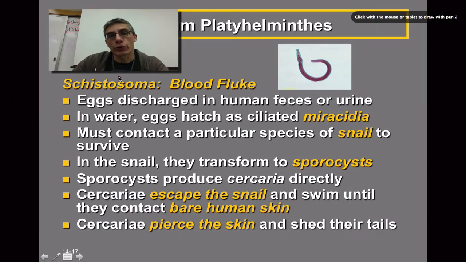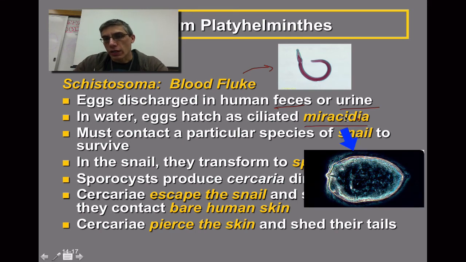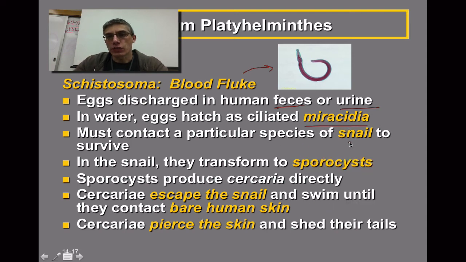So the second type of fluke that we're going to look at is called Schistosoma, and this is called the human blood fluke. You can see this fluke on the right hand side here. Now the eggs of this fluke will be discharged in human feces or urine, and once that feces or urine finds its way into the water, the eggs are going to hatch as ciliated miracidia. Again, this is a larval form that's unique to the human blood fluke. They must contact a particular species of snail to survive. So this is another case where we have two hosts. Remember, in this case the human represents the primary or definitive host, and the snail represents the intermediate host.